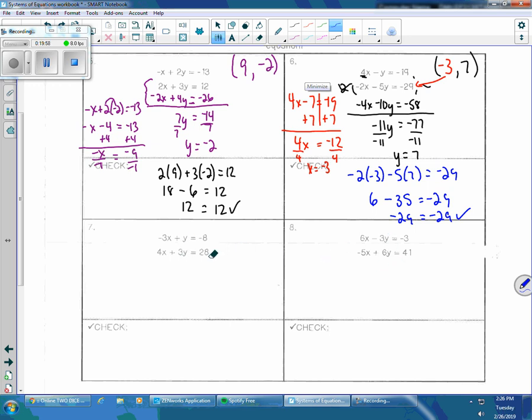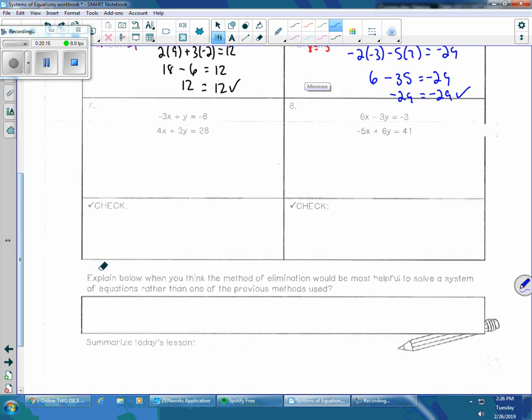Over here, I'm not going to do this because we're running real tight on time. Over here, again, I want you to look at these and see if you can figure out what you would multiply either the top equation by or the bottom equation by to get a set of opposites. It could be an opposite x or an opposite y.